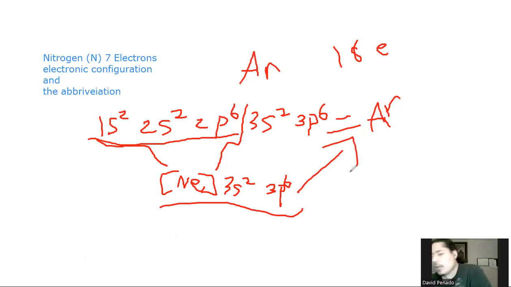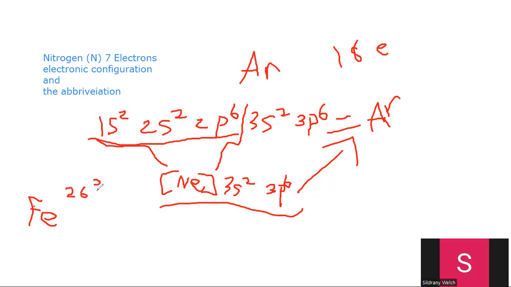Now going forward, how would you write Fe? Which way? Both ways. This one has, you said, 26 electrons. Oh, got it. Fe has 26 electrons in this one. So 1s2.